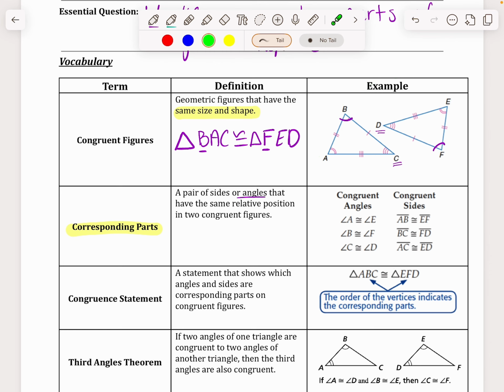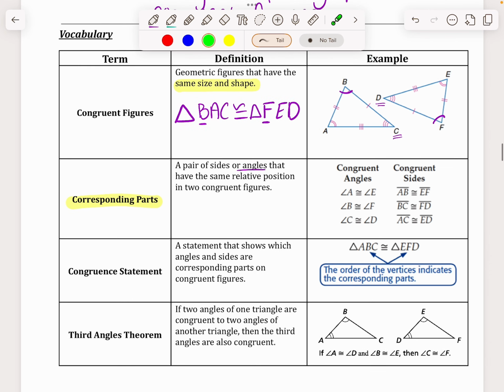We're going to have to practice that. The statement is what I wrote up here. So that's this statement, and just a reminder that the order does matter again. The order of the vertices indicates the corresponding parts, like I've been talking about.